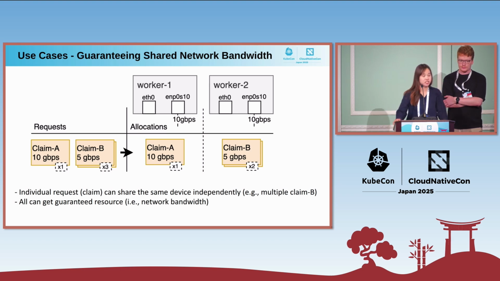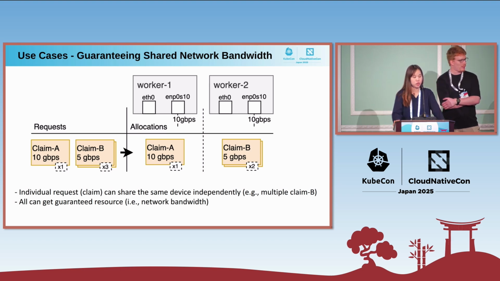The second use case that we have is guaranteed shared network bandwidth. As you may already know, with Kubernetes, you can set the limit of the bandwidth as well. We have the annotations, and we call it the bandwidth CNI, to set the TC for you. However, it has no guarantee. I mean, you can set annotations on 2 pods for 10 gigabit per second, 2 times, and they are scheduled to the same node and get the same rate limit.